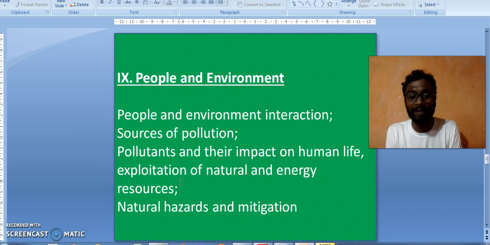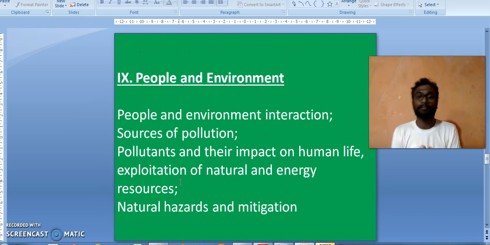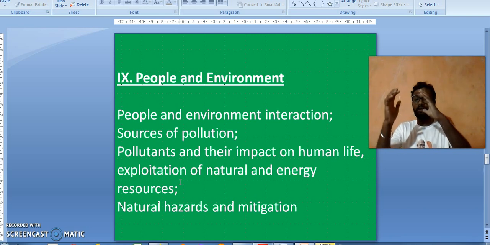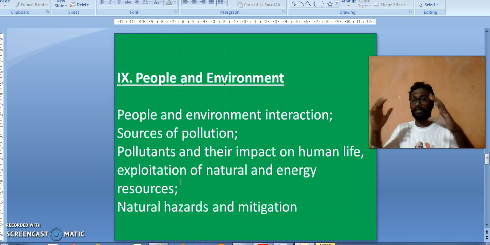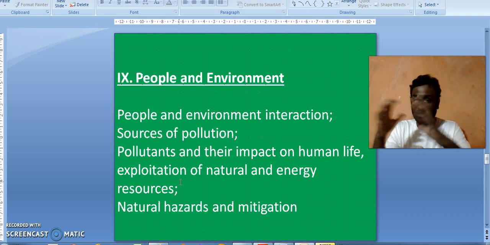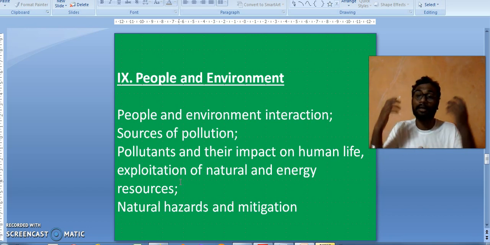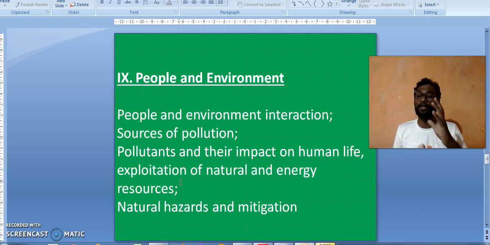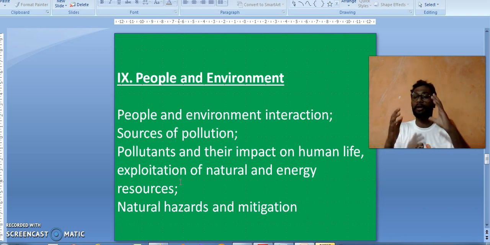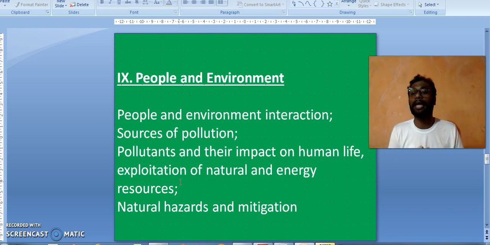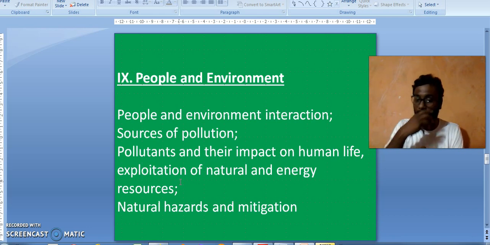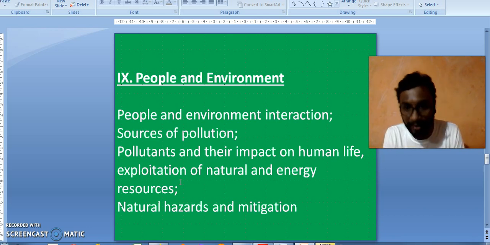Next, people and environment. People and environment interaction: how the people and how the environment will get interacted, how they will speak to each other and deal with the issues within each other. Next, sources of pollution. Generally, what are the pollutions and what are the government bodies, for example, air pollution. Air pollution will be checked, controlled or monitored by the Air Pollution Control Board, and in the same way we have the Water Pollution Control Board. So all these kinds generally will be discussed in the future classes.